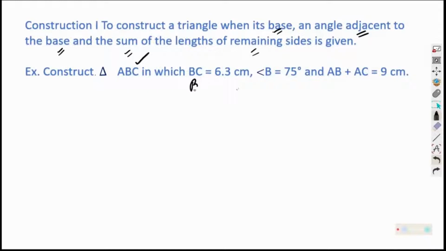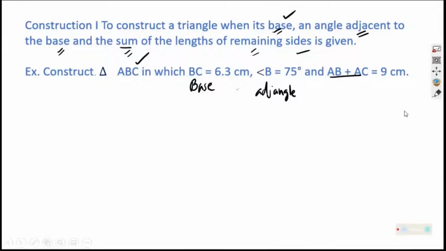Think along with me. The triangle is ABC, the base is BC here. One angle from the base is given, that is angle B. So we have to put B at the base, that is the adjacent angle, and then AB plus BC, which is the sum of the sides. Accordingly we have to make a rough diagram.